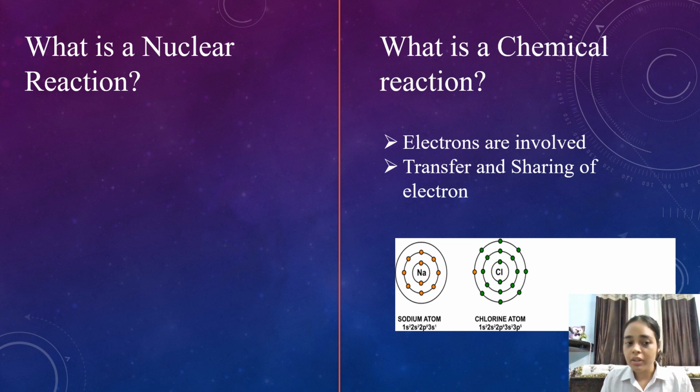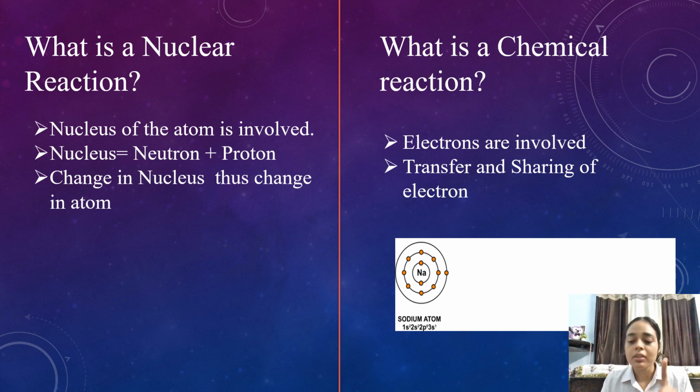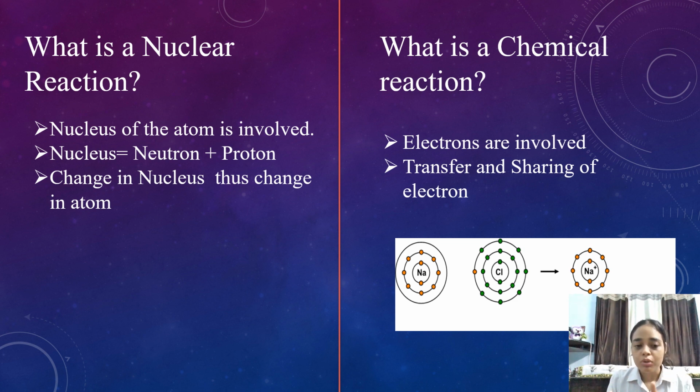But in a nuclear reaction, as the name suggests, the nucleus takes part. The nucleus of an atom is involved, and the nucleus consists of protons and neutrons. So a change in the nucleus takes place in this reaction. If the nucleus is changing here, this must lead to the conclusion that the element itself changes.